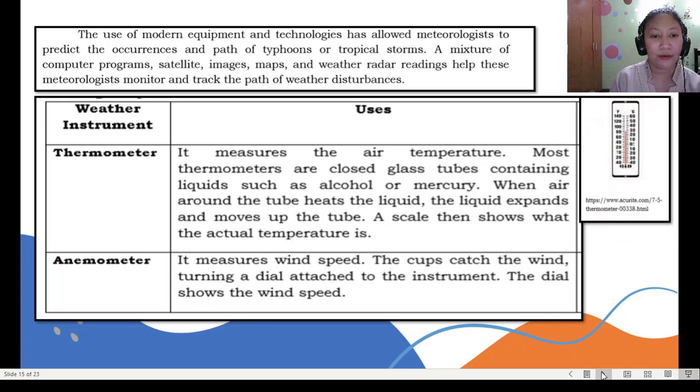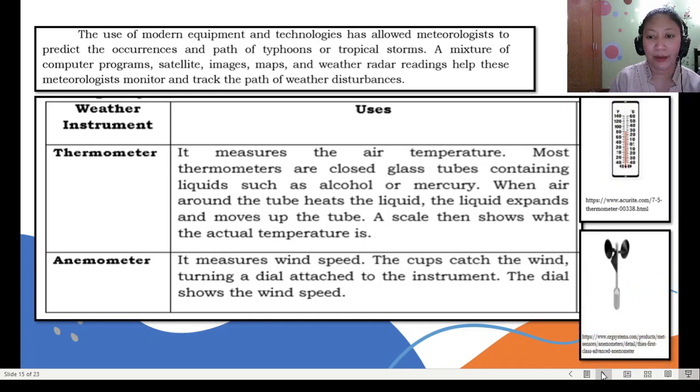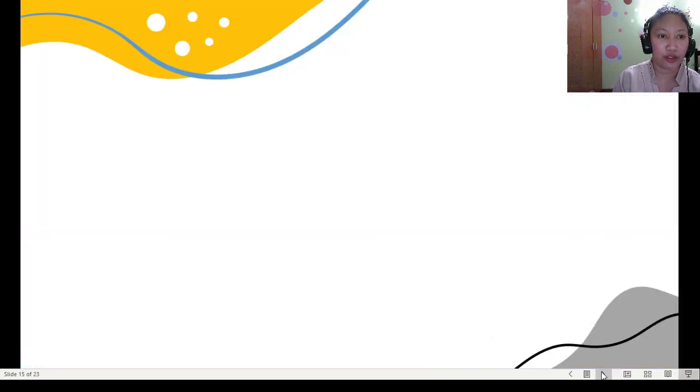Then next, for the wind speed naman, it's anemometer. So, may cup dun sa tuktok to capture or catch the wind, turning the dial attached to the instrument. So, yung dial na yon, siya yung nagsho-show ng wind speed. So, dito natin malalaman kung ilang kilometers per hour yung wind speed. Yun yung unit na ginagamit for wind speed, kph.